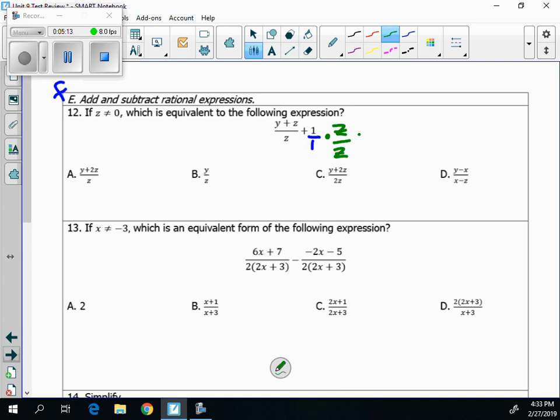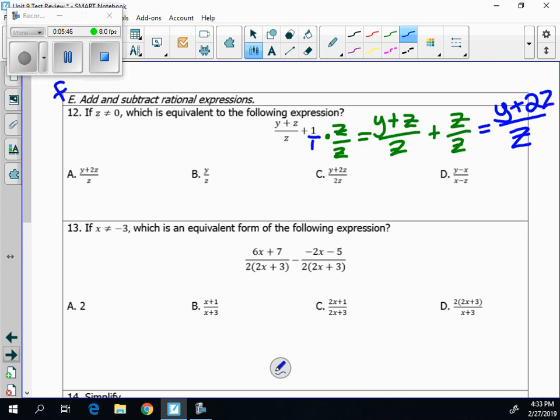So I'm going to rewrite this, y plus z over z plus z over z. And if we're looking, now we have like denominators, so the rule is keep the same denominator, and we just look for combining numerators. And if there's any like terms, you combine them. So we have y, that's one y here, plus z. So we have one z, right, and another z. You're adding, you're just counting. So that's together, you have two z's.